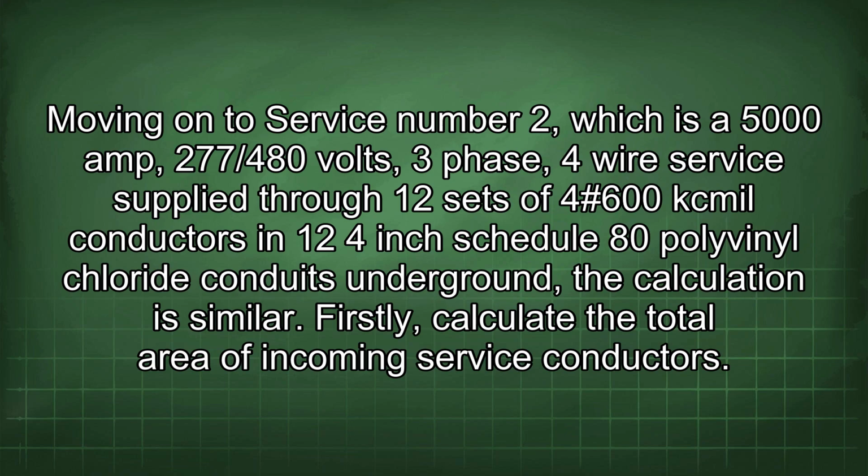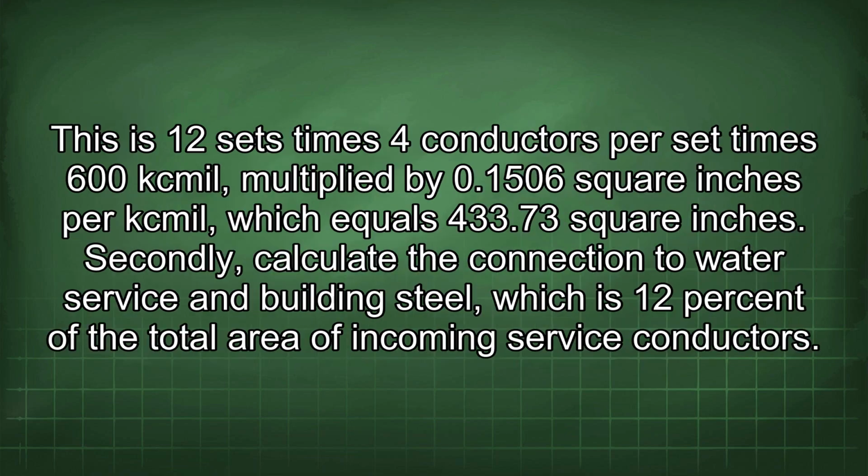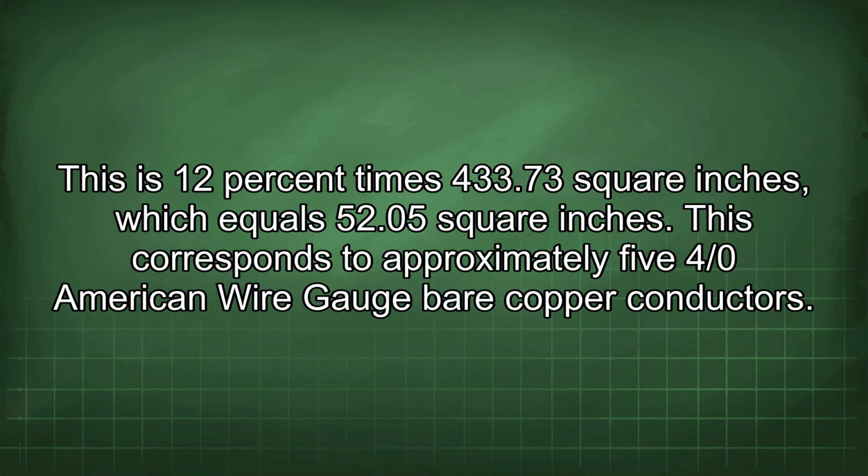Firstly, calculate the total area of incoming service conductors. This is 12 sets times 4 conductors per set times 600 kcmil, multiplied by 0.1506 square inches per kcmil, which equals 433.73 square inches. Secondly, calculate the connection to water service and building steel, which is 12% of the total area of incoming service conductors. This is 12% times 433.73 square inches, which equals 52.5 square inches. This corresponds to approximately 5/4/0 American wire gauge bare copper conductors.